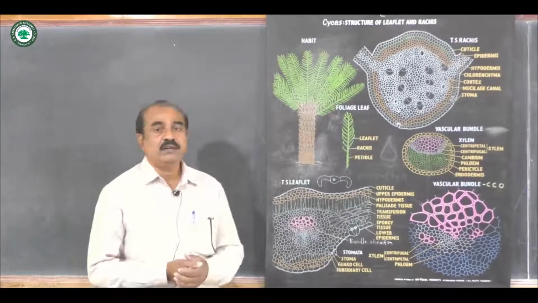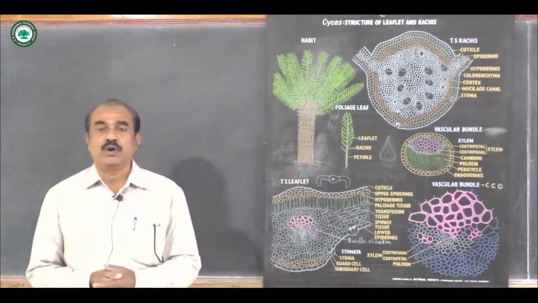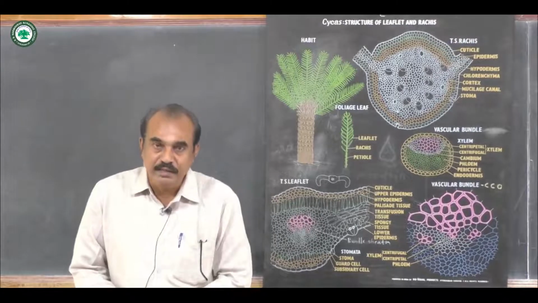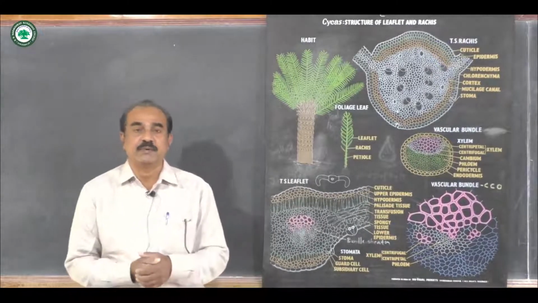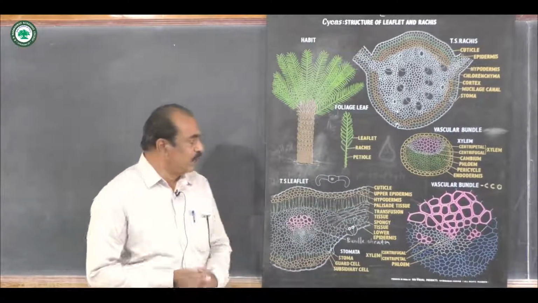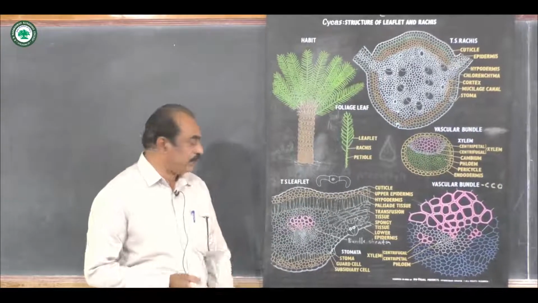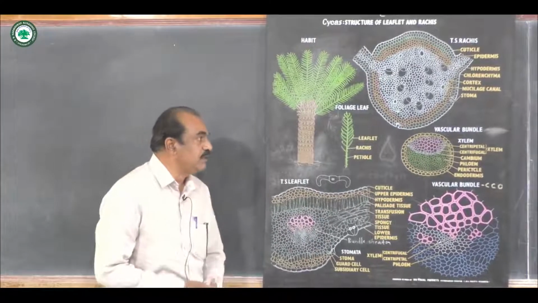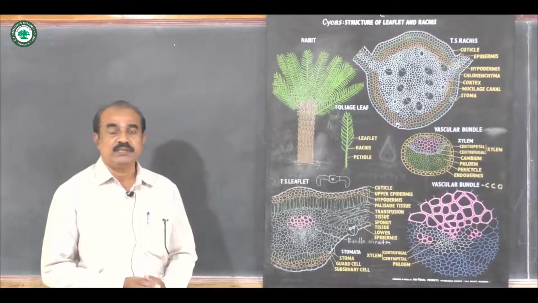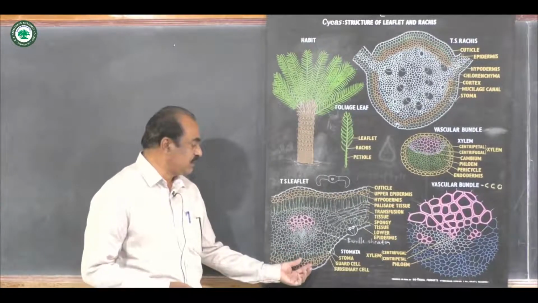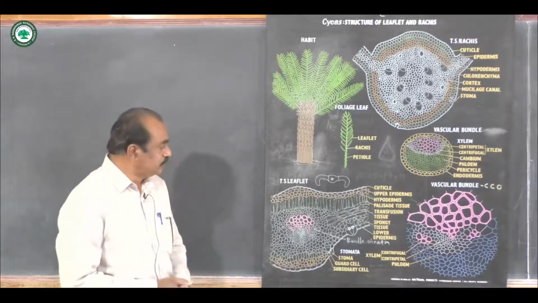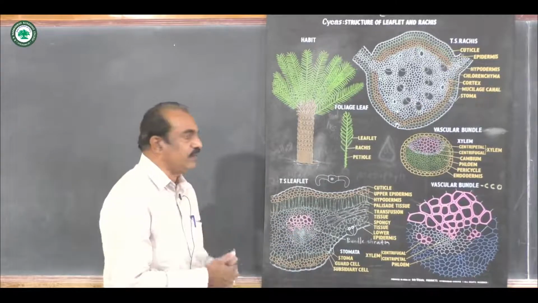Here, cells are thick-walled, they are compactly arranged, they are lignified, and they give mechanical support to this leaflet. Now, from the upper epidermis, everywhere there is the hypodermis. But on the lower surface, only in the midrib region, the hypodermal region gets developed. That means the mechanical support is here. Now, at the center, there is the vascular bundle.